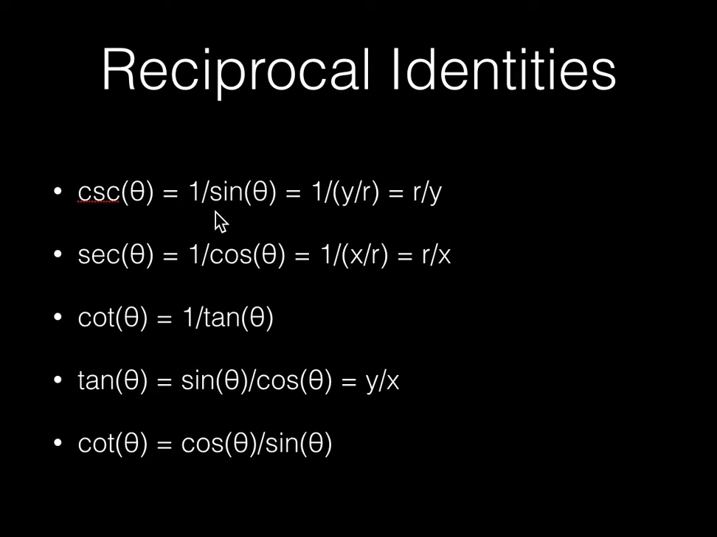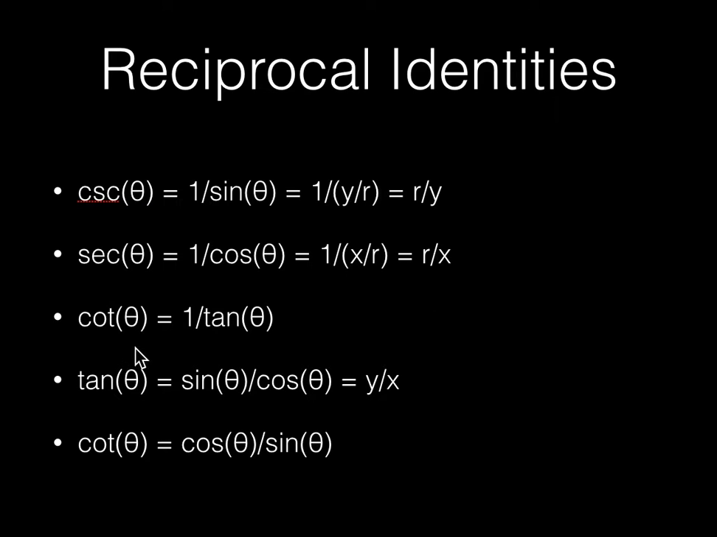Here we have the reciprocal identities, and basically cosecant is the reciprocal of sine, which is 1 over y over r, which is sine. So cosecant is the same thing as r over y. Secant is the reciprocal of cosine, so it's equal to 1 over cosine, which is the same thing as 1 over x over r. So secant is equal to r over x.